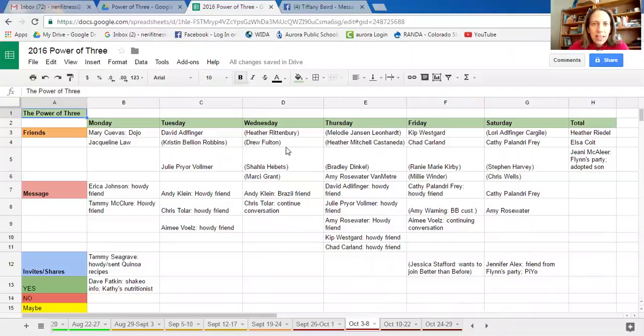If you notice, some are in parentheses and some are not. My system that I found works well is that when I send a friend request, I'm specifically talking about Facebook, I write their name and I put it in parentheses. When that person accepts my friend request, I take the parentheses off. You can see I sent David Adelfinger, an old high school friend, a friend request, and he accepted. But you can also see that there are some that people have not accepted yet.